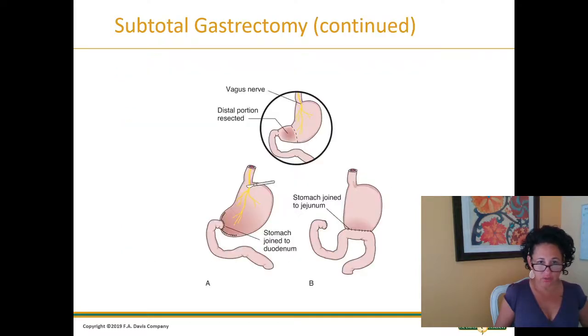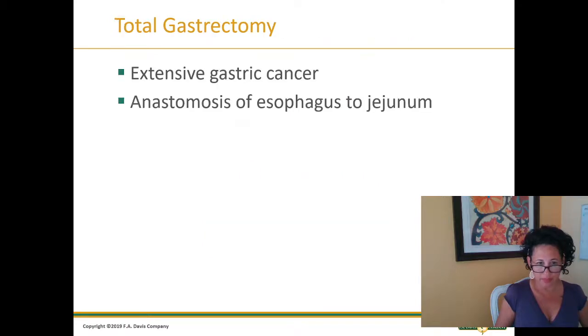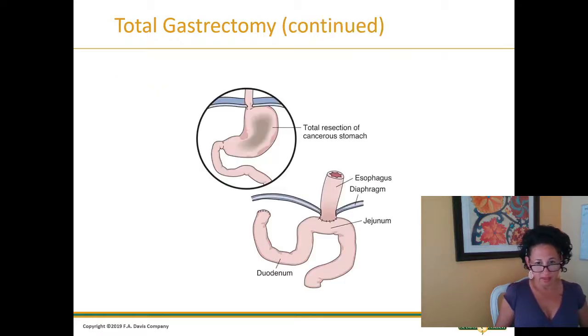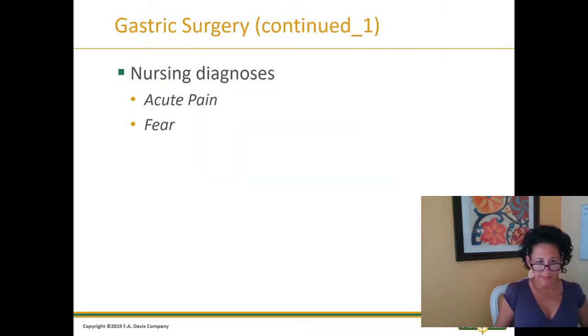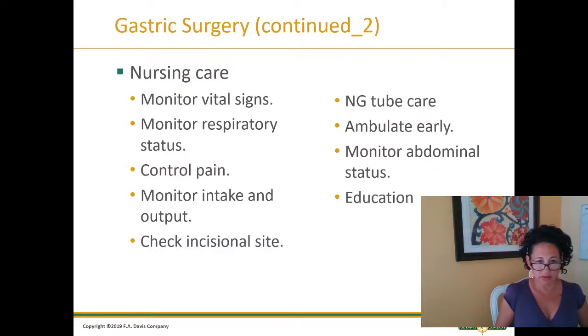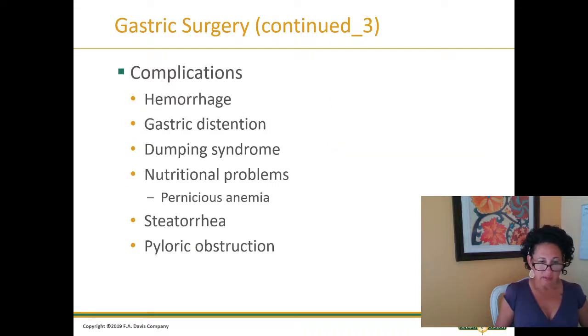Okay, these are just different areas, different types of surgeries. This is showing an illustration of what they remove. Acute pain, fear. They're going to remove your entire stomach. Yeah, I would be fearful. Okay, nursing care. What can we do here? Look for signs and symptoms of infection, pain control, complication, hemorrhage, gastric distension, dumping syndrome. Absolutely.